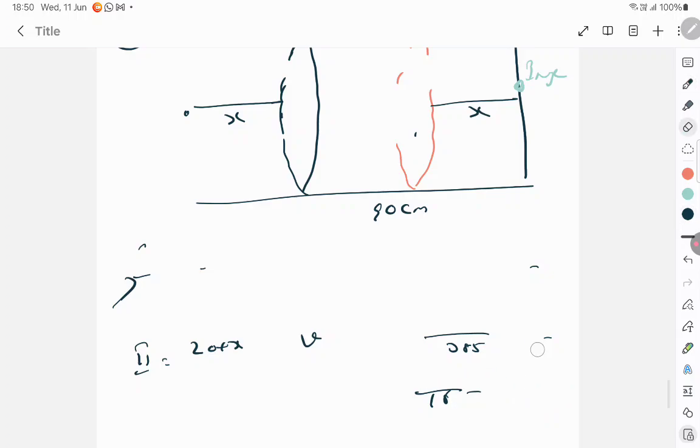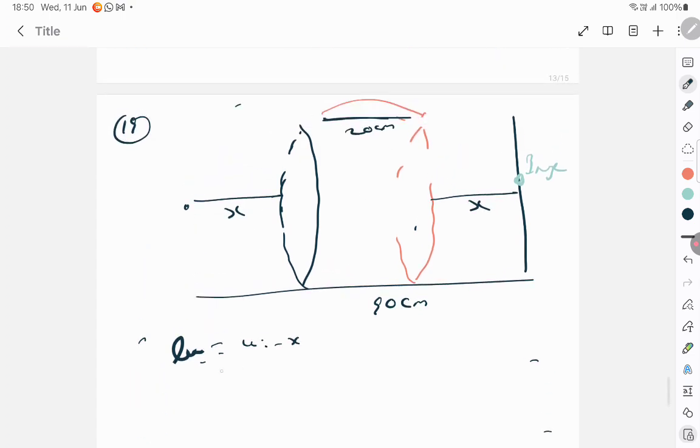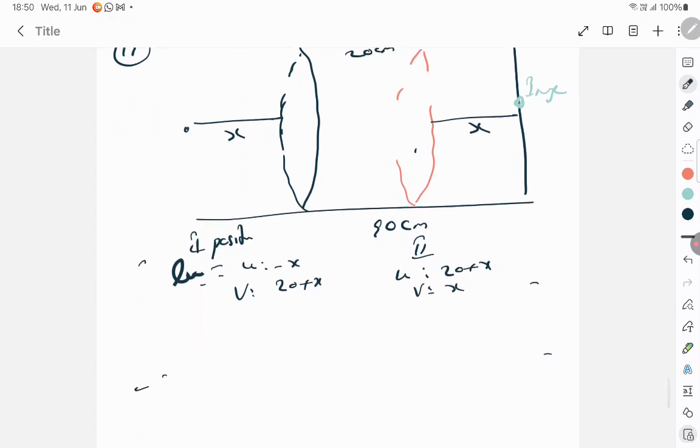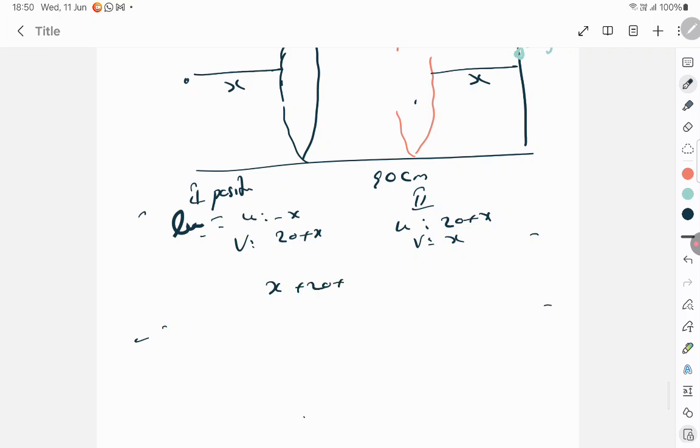Why? Because let's consider the first position of the lens. For the first position, you know that your object distance is minus x, and the image distance will be 20 plus x. For the second position of the lens, your object distance will be 20 plus x, and the image distance will be x. So therefore, you understand that x plus 20 plus x is equal to 90. 2x plus 20 is equal to 90. 2x is equal to 70. x is equal to 35.